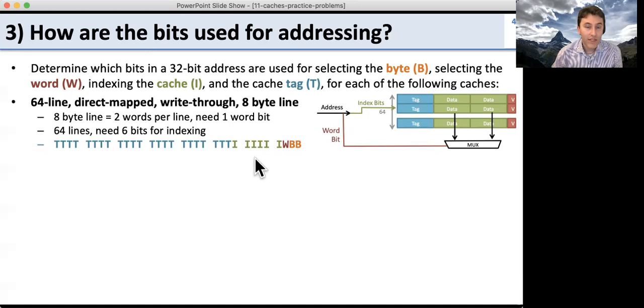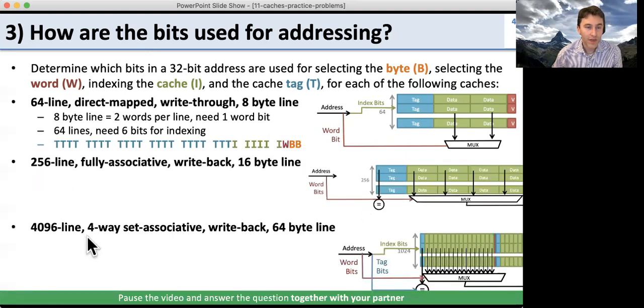Now remember, this is very similar to what we had with the phone book example. In the phone book example, we only had 1 name in each slot, so we didn't need a word bit, but we had the least significant bits used to tell us where to look. And that's what we're doing here. All right, go ahead and do the same thing for the 2 other cache designs we had as well.